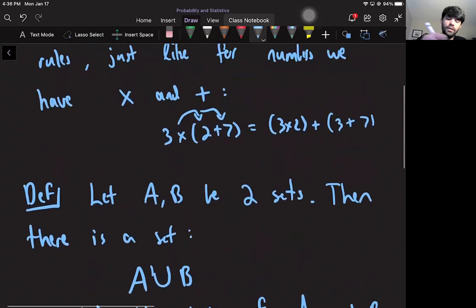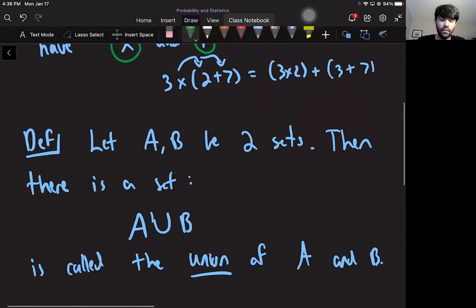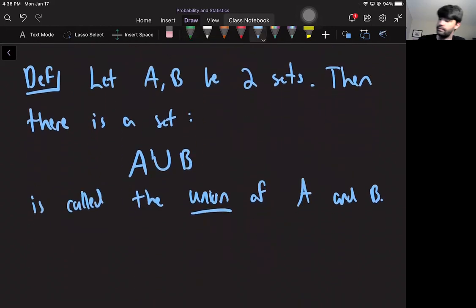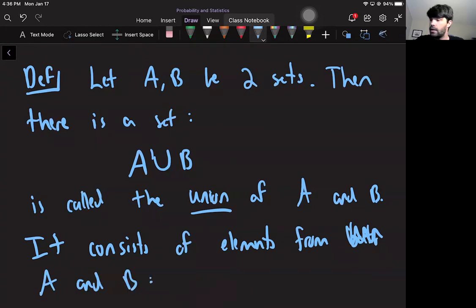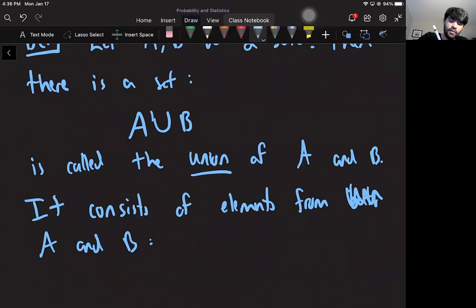So what is it? Of course, when they teach you about multiplication and addition, they teach you the notation, but they also teach you what it does. So what does this do? It's going to be a set. So it's got elements in it. So what are the elements? It consists of elements from A and B. Meaning you just take everything in A, you take everything in B, and you put it all together in one big set.